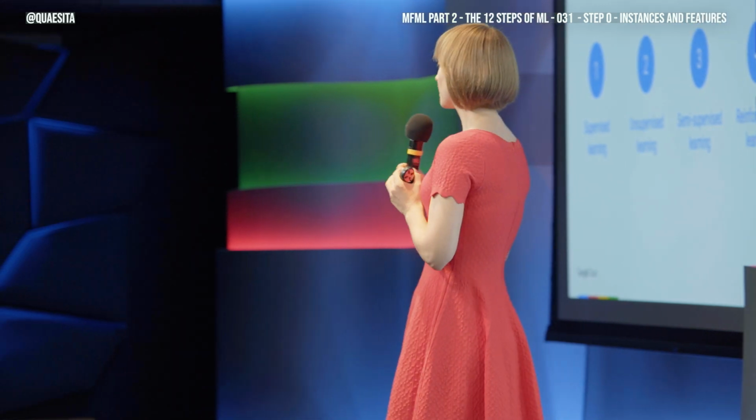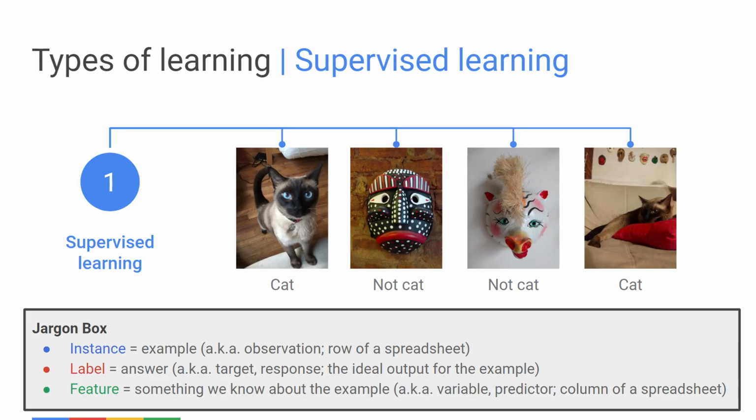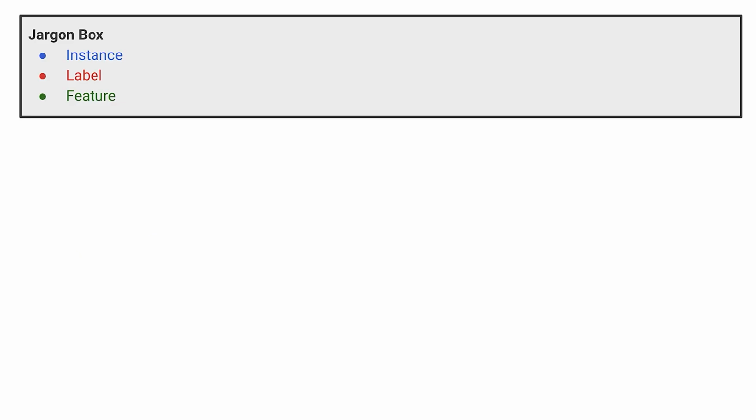Then you want to think about your learning type. These are 4 classic learning types. It's not all of them. Let's take a quick look at these ones. First off, supervised learning. And some jargon even before the jargon.